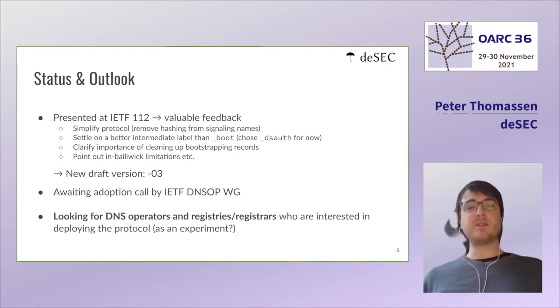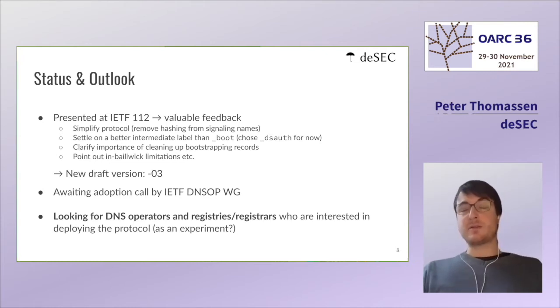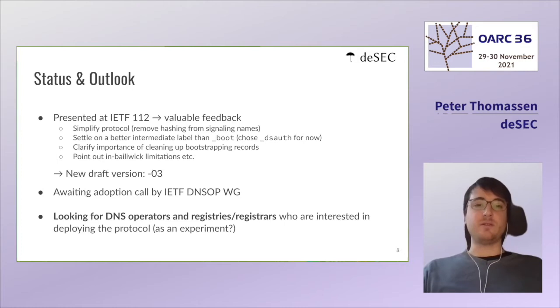So that's a simplification. It's now much easier to, for example, query these things using dig without having to use some hashing tooling or something. The intermediate level _ds_auth was also called _boot previously, and we changed that because it was considered to be too generic. The _ds_auth is also just a proposal, which I think is well fitting. But if other people have opinions on it, it's not set in stone. We also clarified the importance of cleaning up bootstrapping records, and we added a section on the limitations I just explained.